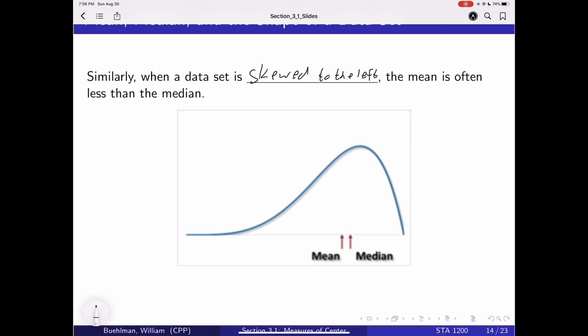So just to recap, when data is symmetric, the mean and median are approximately the same. When we have a data set that is skewed to the right, the mean is bigger than the median. When we have a data set that is skewed to the left, the mean is less than the median.